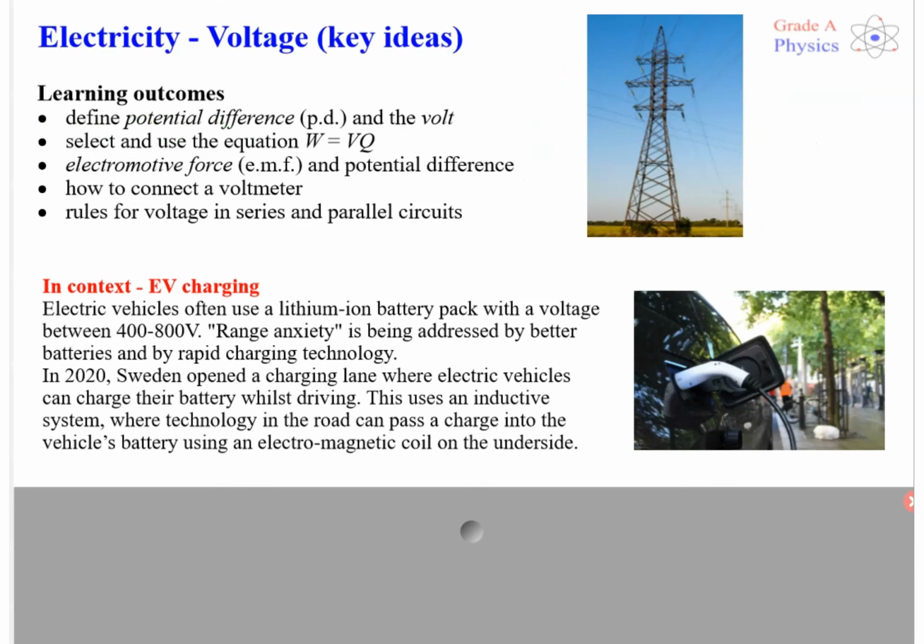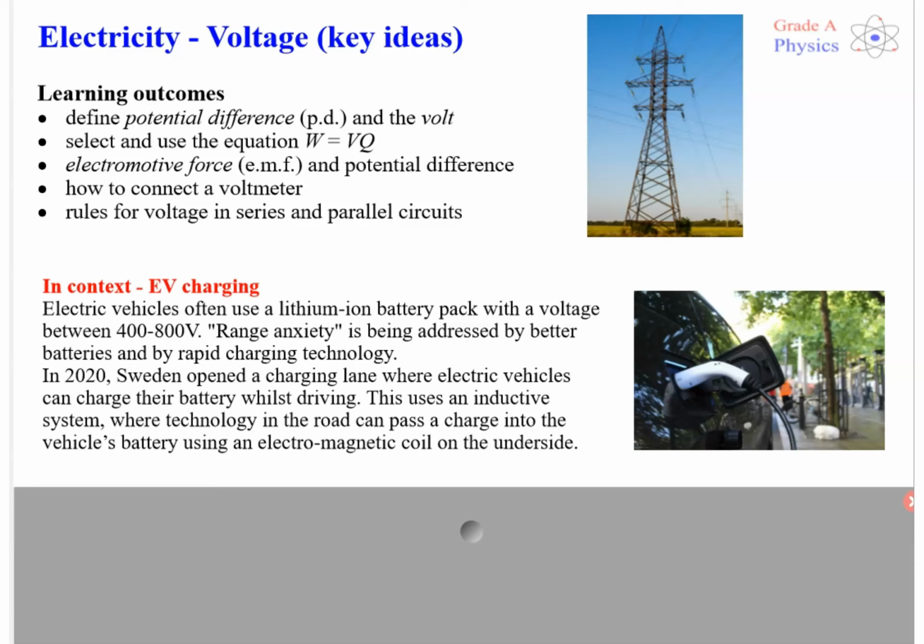In this video we're going to cover the following key ideas. We're going to talk about potential difference, known as PD, and the definition of the volt. We're going to use the formula for voltage, W equals V times Q. We're going to make the distinction between EMF and PD. We're going to talk about how to connect a voltmeter in a circuit, and then the rules for voltage in series and parallel circuits.